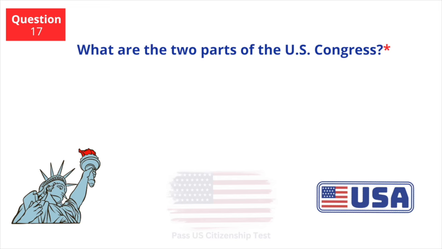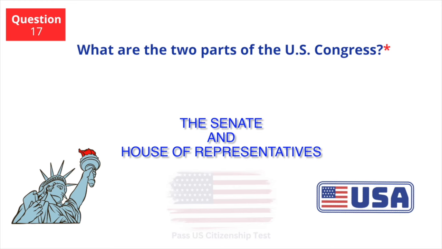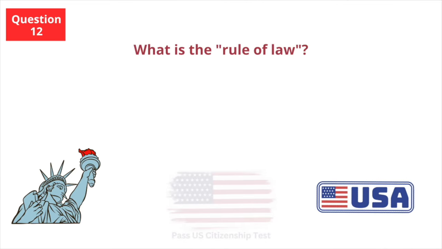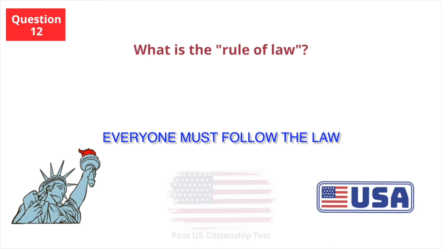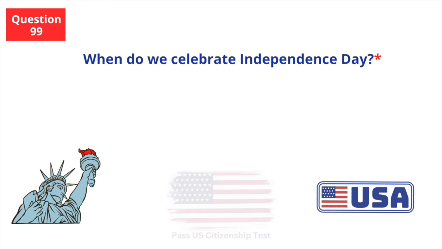What are the two parts of the U.S. Congress? The Senate and House of Representatives. What is the rule of law? Everyone must follow the law. When do we celebrate Independence Day? July 4.